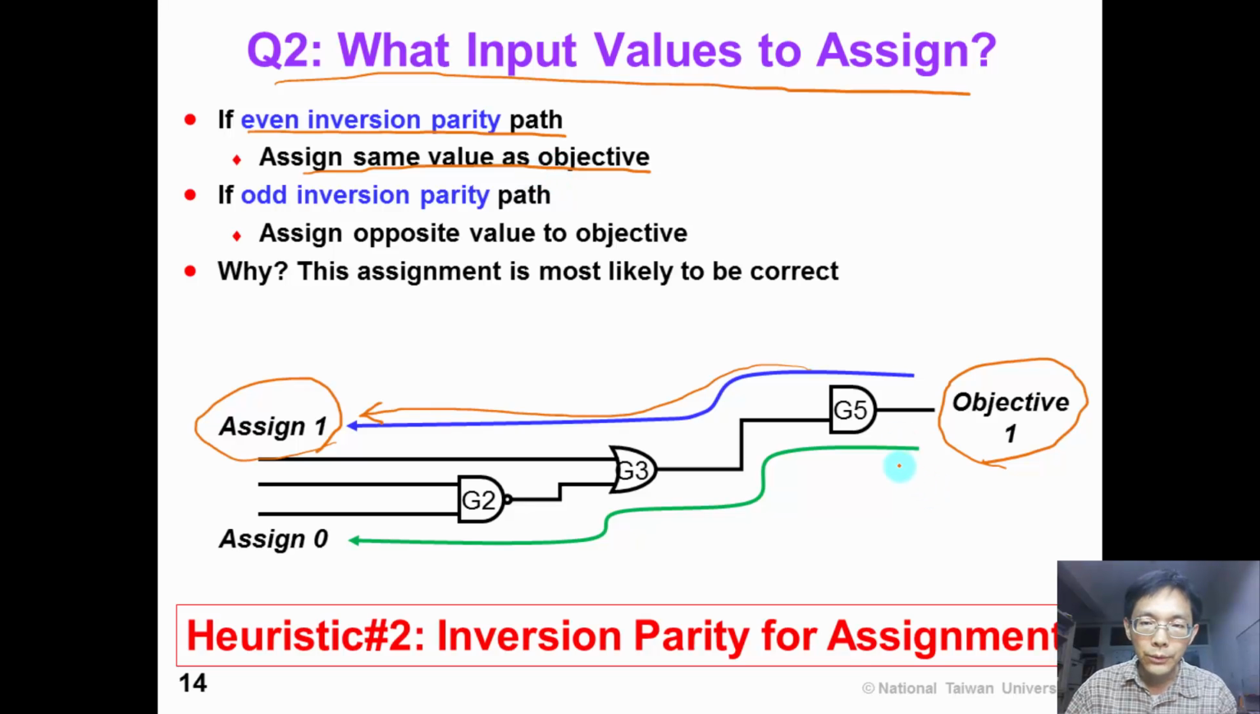However, if we backtrace along the green path, we would assign input 0 here because there is an inversion along the path. For odd inversion parity, we would assign an opposite value to the objective value. In summary, heuristic number 2 counts the inversion parity along the backtrace path for primary input assignment.